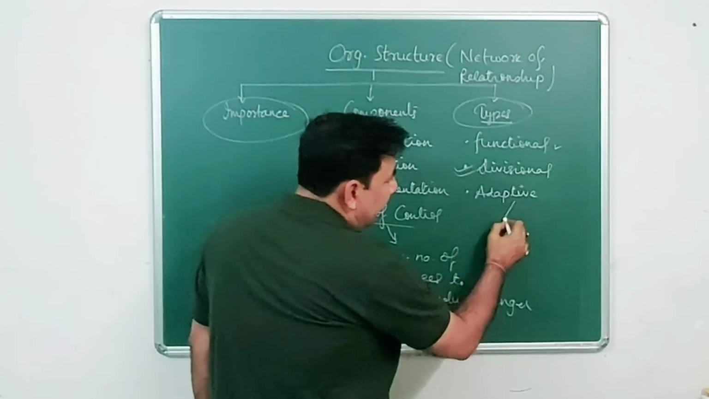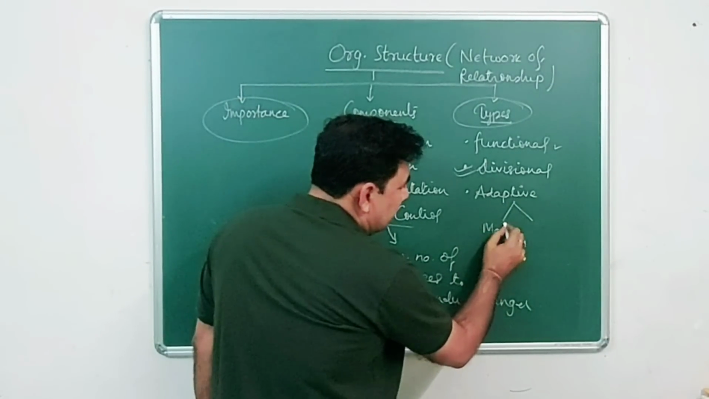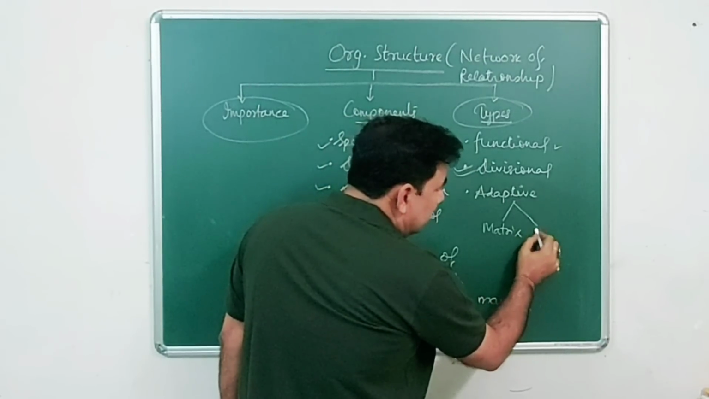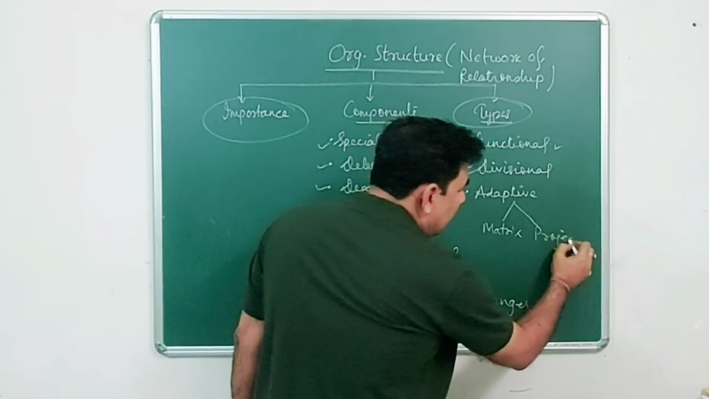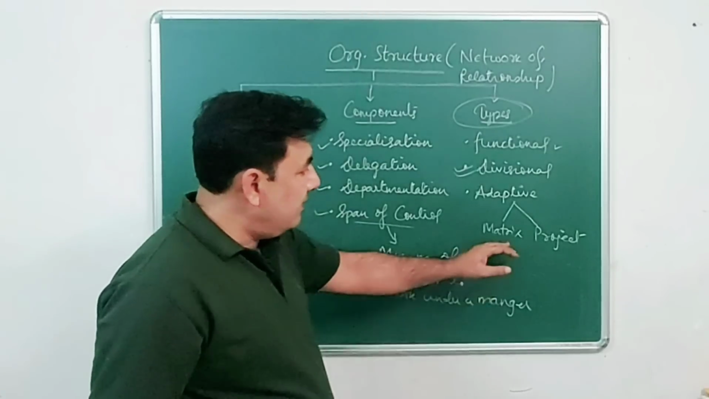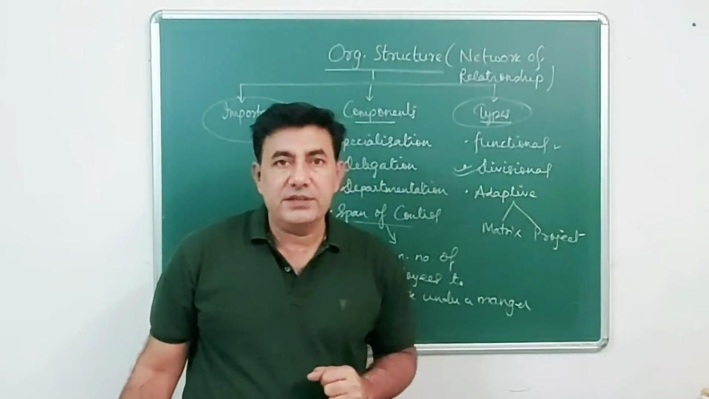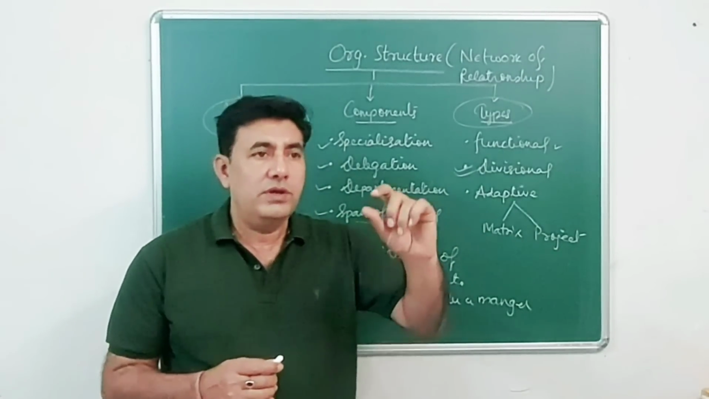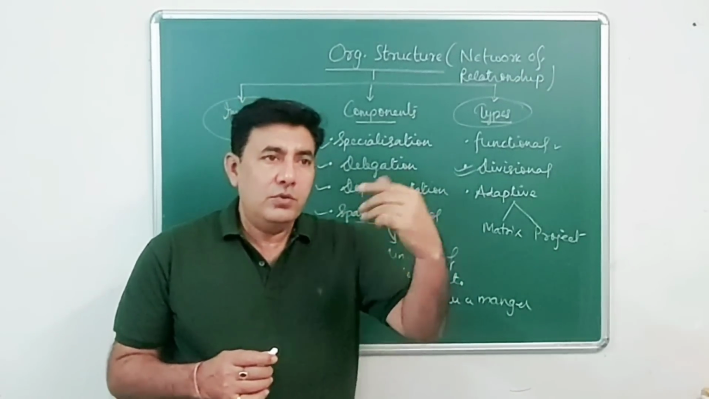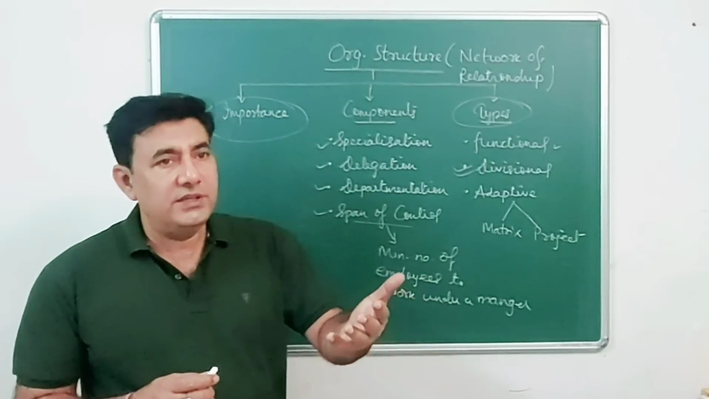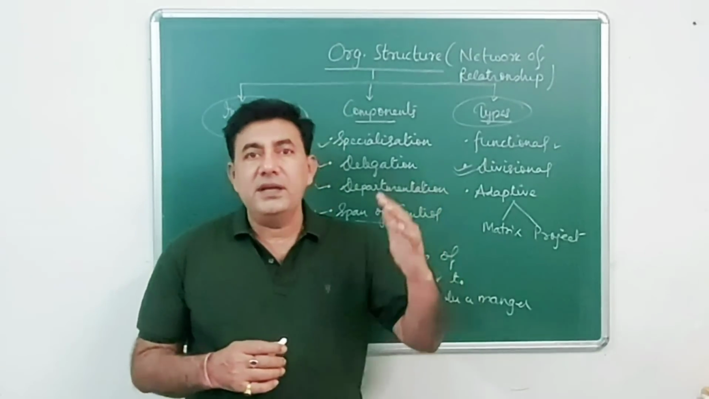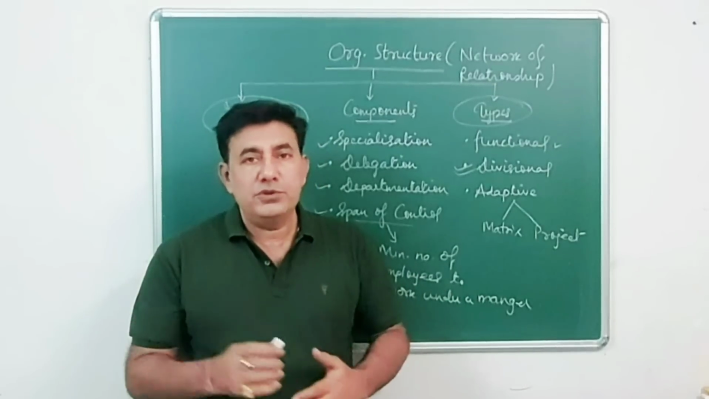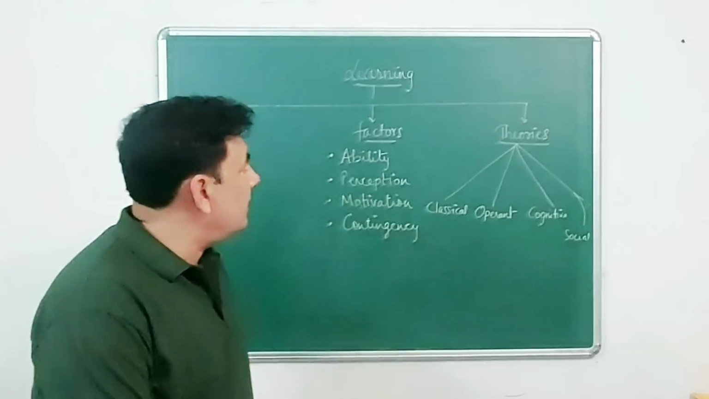Adaptive. Then again, adaptive can be divided into matrix type of structure, and the other is project structure. मैट्रिक्स एंड प्रोजेक्ट ये दोनों एडेप्टिव स्ट्रक्चर है। तो बेसिकली कोई एक पर्टिकुलर काम को लेके अगर कोई एक प्रोजेक्ट मिल गया काम करने के लिए, तो द ऑर्गेनाइजेशन वर्क्स टू अचीव दैट टारगेट, एंड आफ्टर कंप्लीटिंग द प्रोजेक्ट द एम्प्लॉइज आर मूव्ड बैक टू देयर पोजीशन इन द ऑर्गेनाइजेशन.